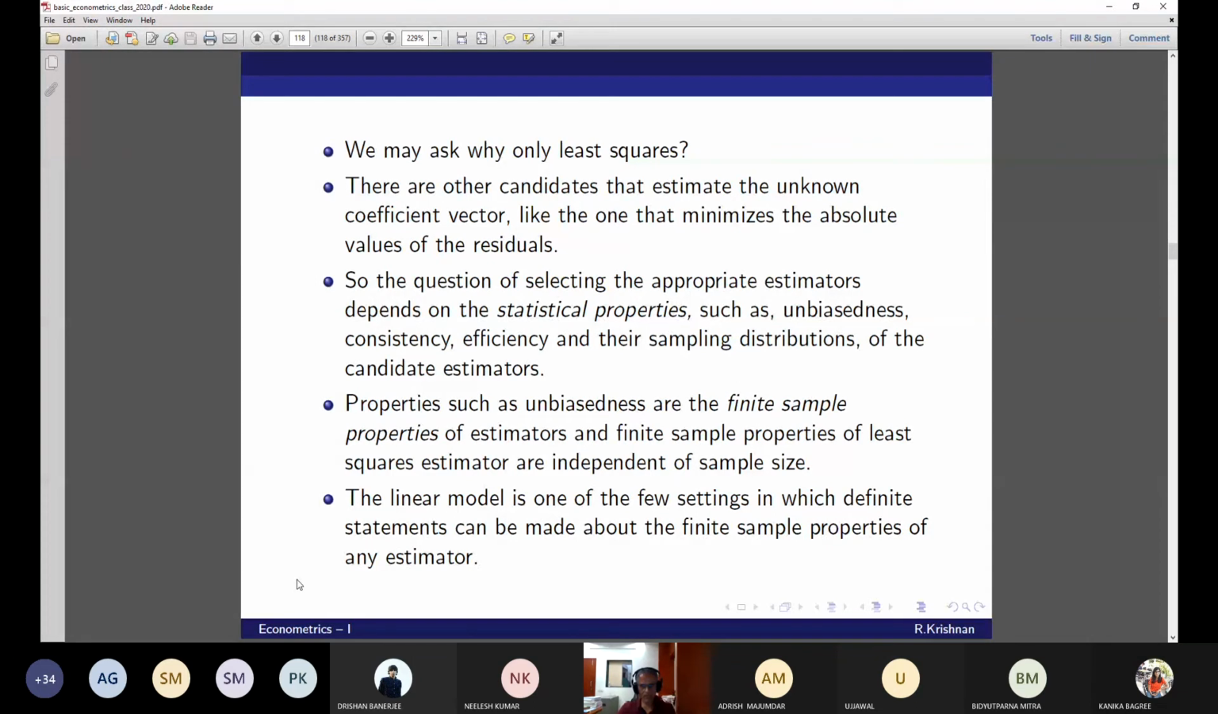Okay, the linear model is one of the few settings in which definite statements can be made about finite sample properties of any estimator. So what does this tell you? Why least squares estimators? You have to compare the properties of least squares estimators with the properties of other estimators. Okay, let us come to linear estimators.